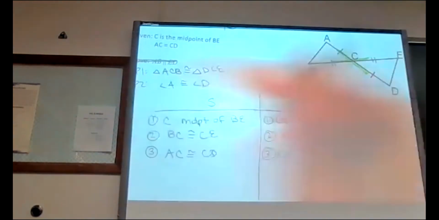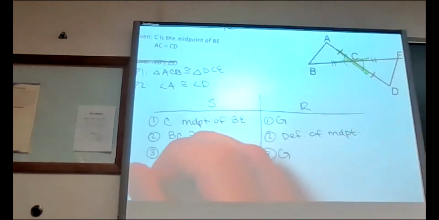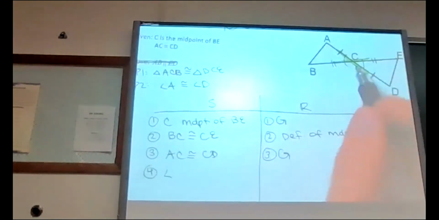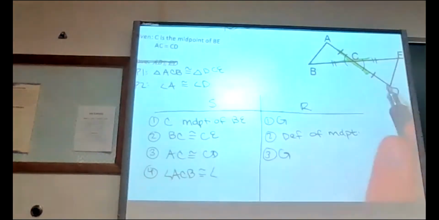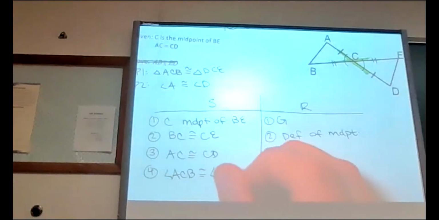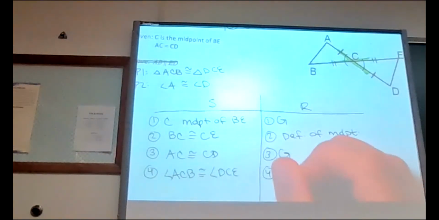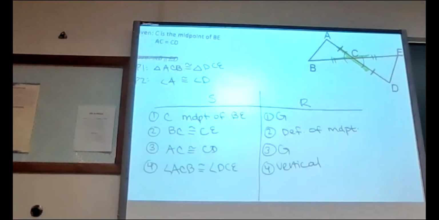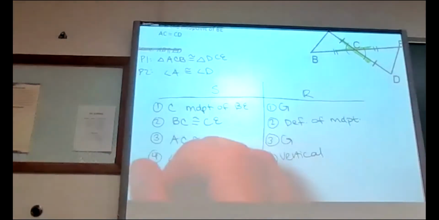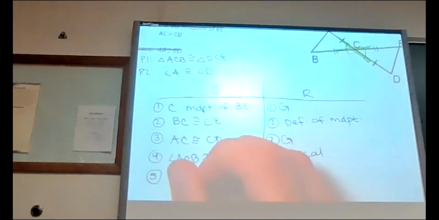So I can say that angle ACB is congruent to angle DCE because they are vertical. And now hopefully I can say the triangles are congruent, can I?